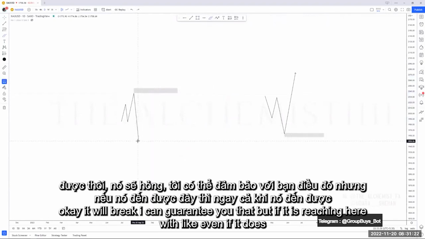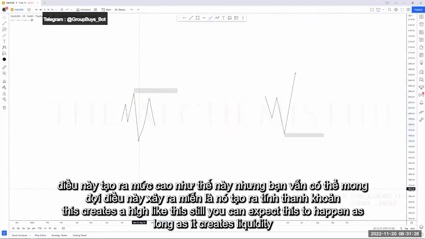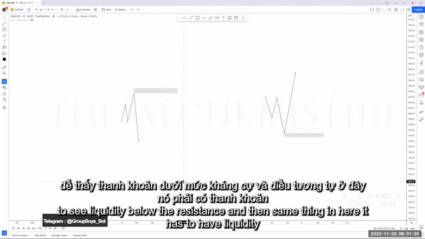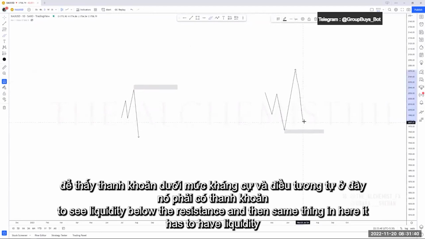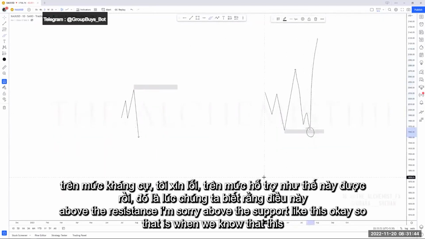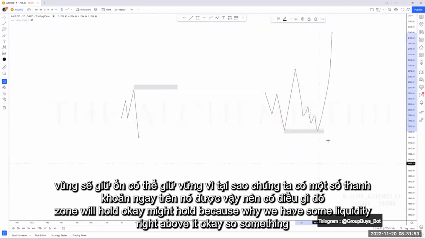But even if it does this and creates a high like this, you can still expect this to happen, as long as it creates liquidity. The most important thing is you need to see liquidity below the resistance. And then same thing in here: it has to have liquidity above the support, like this. That is when we know this zone might hold, because we have some liquidity right above it.